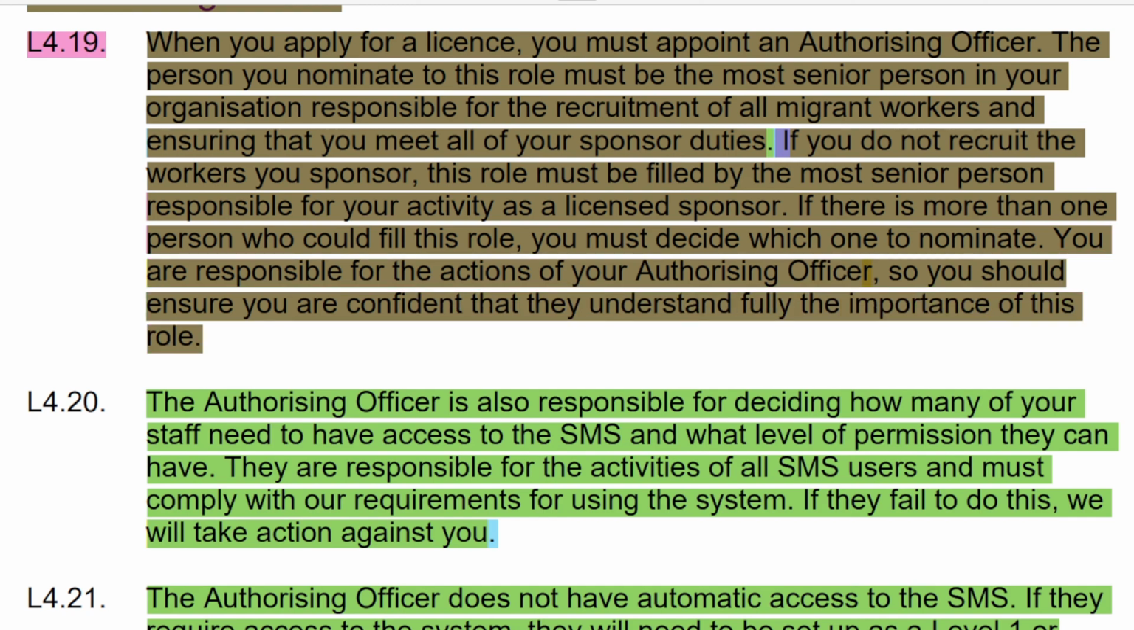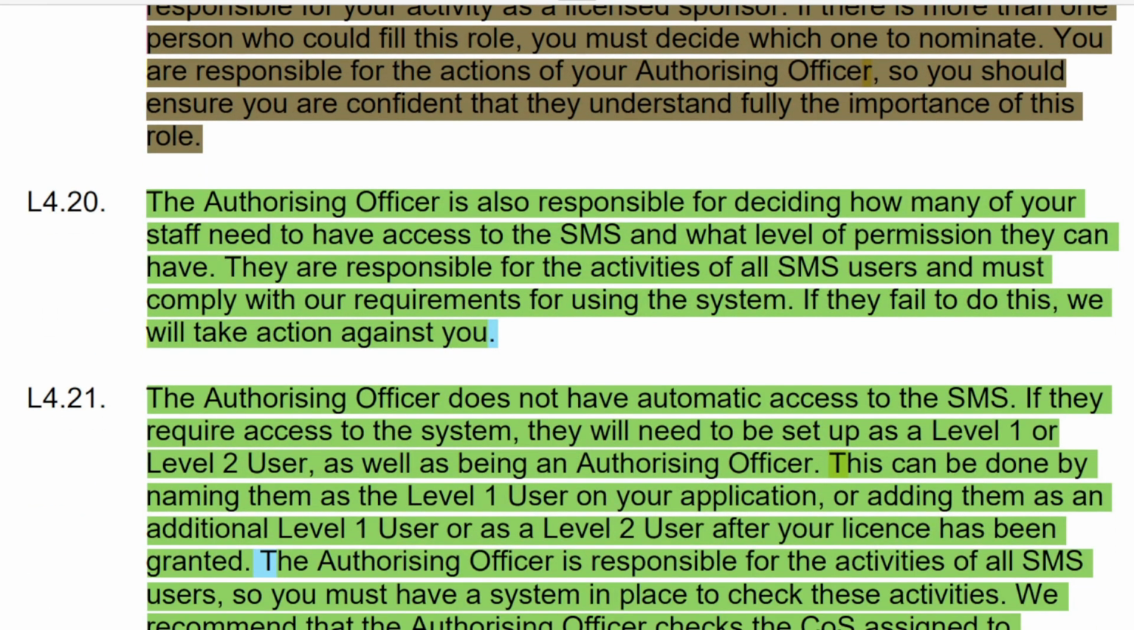So if you are appointing anyone as an authorizing officer to sponsor migrants, technically you are solely responsible for authorizing that officer to do that, to make sure that the person you are assigning these duties to is capable of doing them. Further, it says the authorizing officer is also responsible for deciding how many staff need to have access to the SMS system.